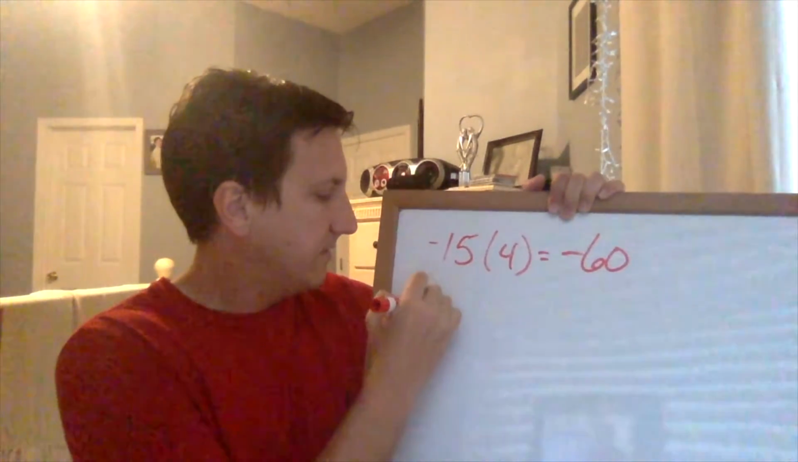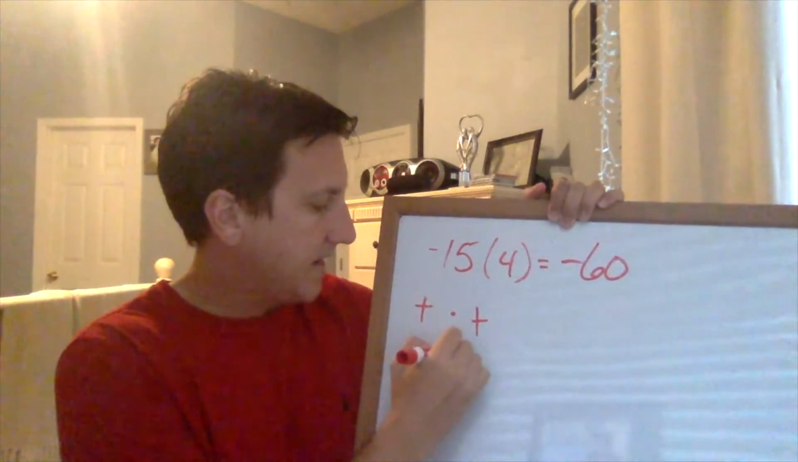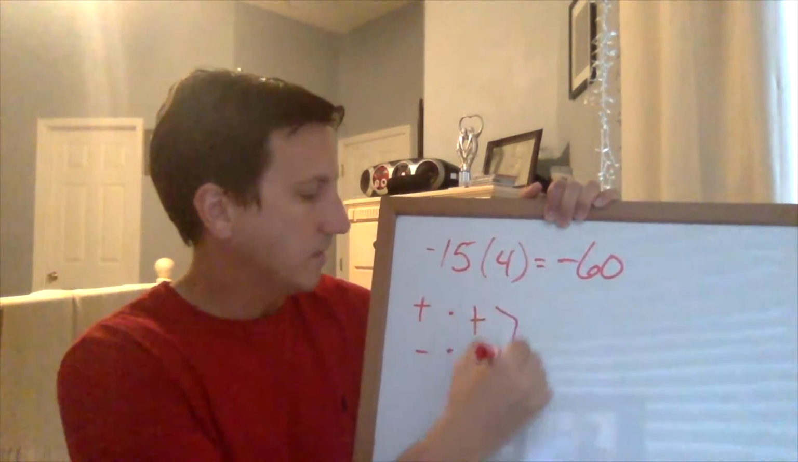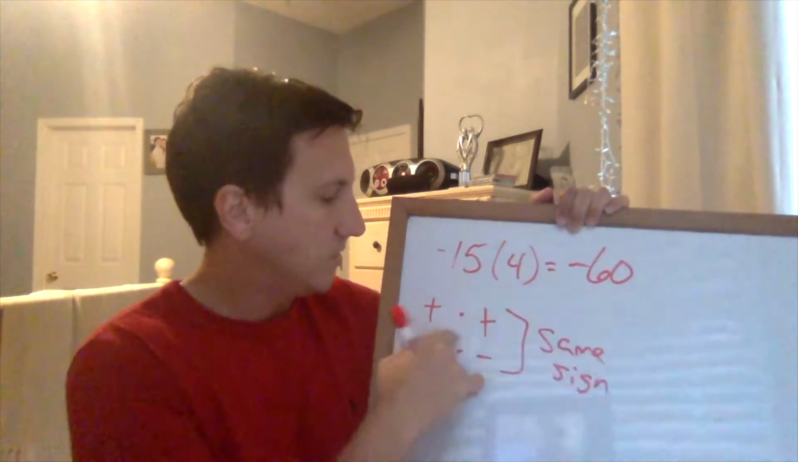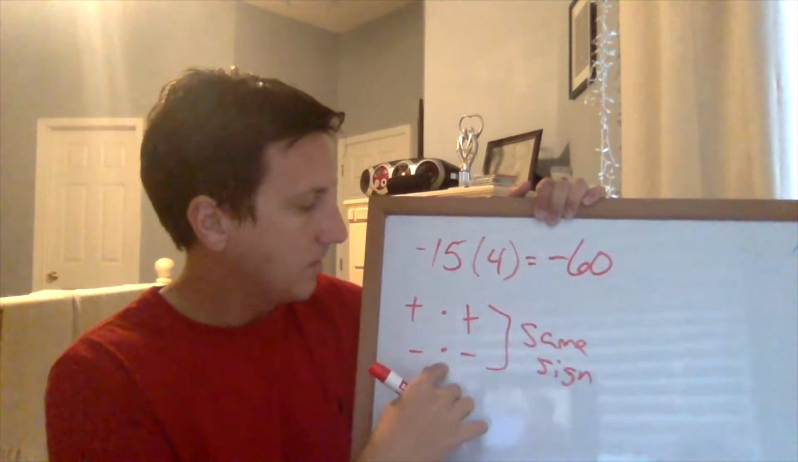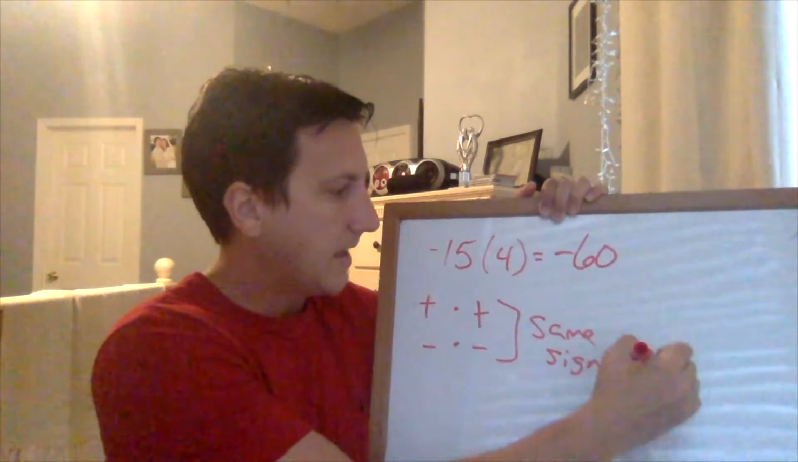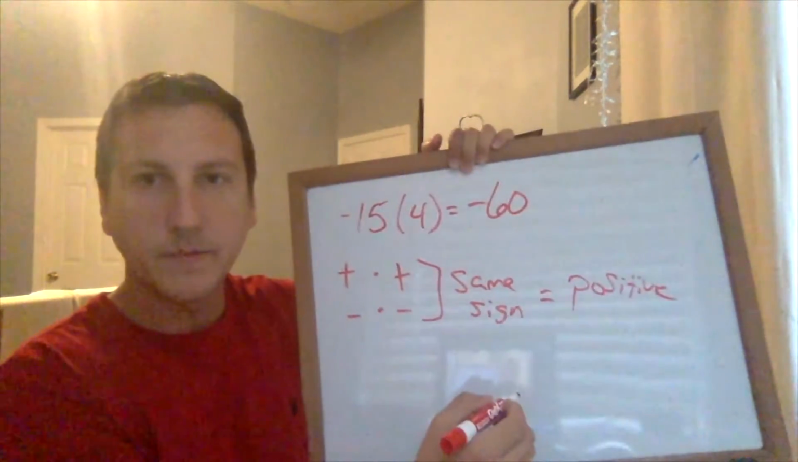If you have a positive times a positive, or a negative times a negative. So in other words, the same sign, two positives multiplied together or two negatives multiplied together, you're going to get a positive answer. That's kind of sloppy and weird, but I think you get it.